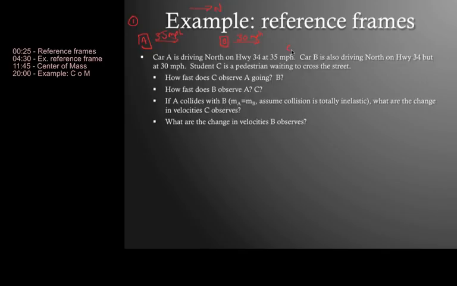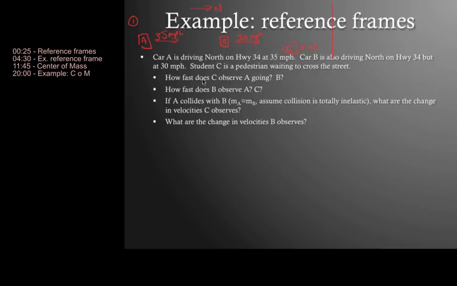Car C is somewhere up here, student C is somewhere up here, and they're at rest, just waiting to cross the street, hoping that these two guys will know they probably should slow down at this intersection. So then after a long enough time, car A, since it's moving faster than car B, is eventually going to crash into the back of B.